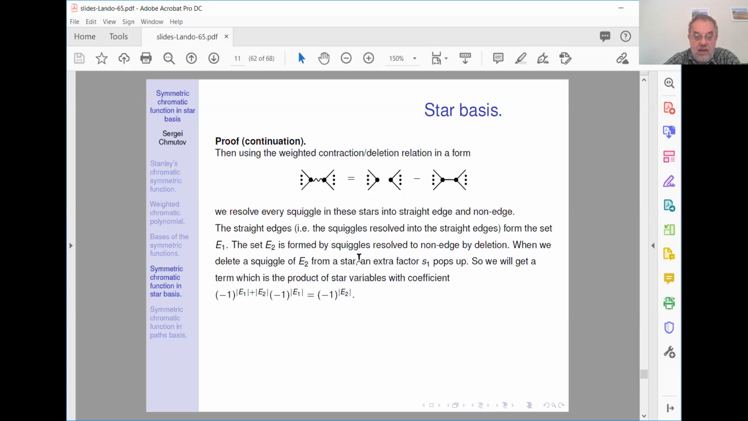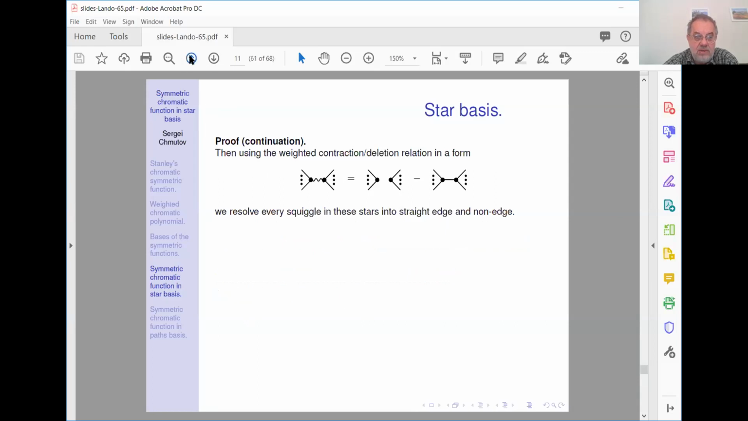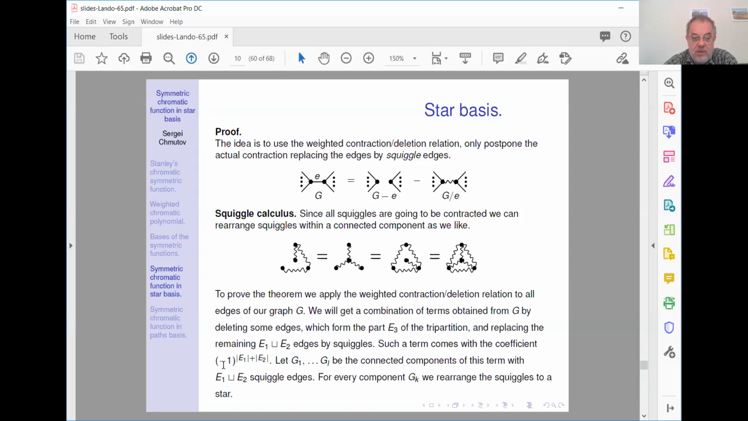Now, yes, for those in E2, when we delete them, it appears with a sign. And first, when it was a squiggle, it was the sign for this term. Probably it has to be somewhere on the previous pages, right? The sign of the term with the squiggles is going to be -1 raised to the number of squiggles, because each squiggle comes with a minus.